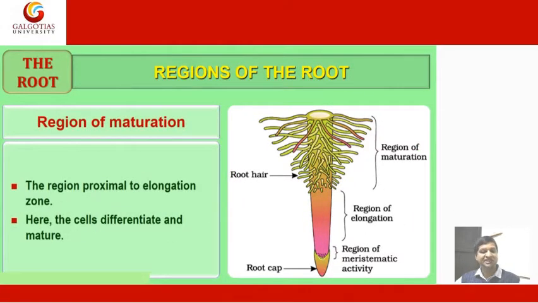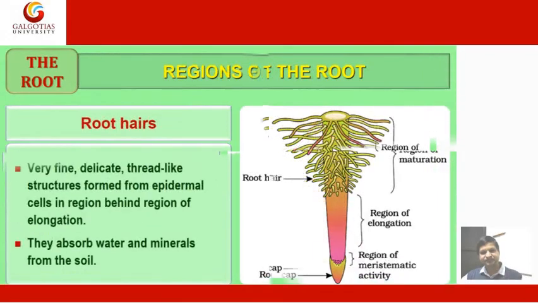Region of maturation. The region proximal to the elongation zone. Here, the cells differentiate and mature. Root hairs: very fine, delicate, thread-like structures formed from epidermal cells in the region behind the region of elongation. They absorb water and minerals from the soil.